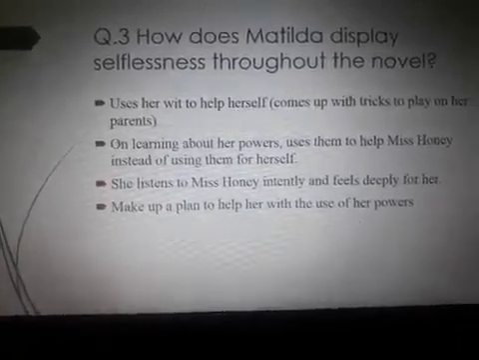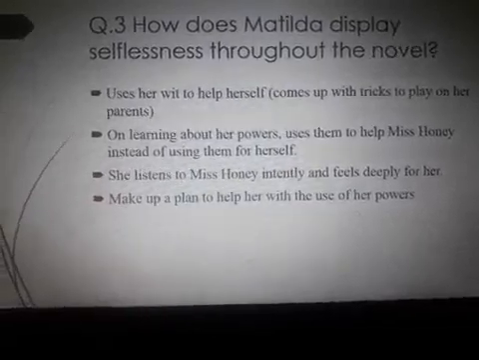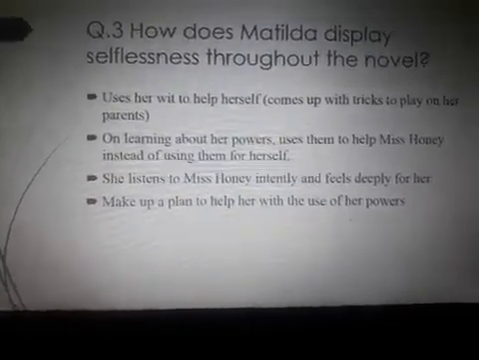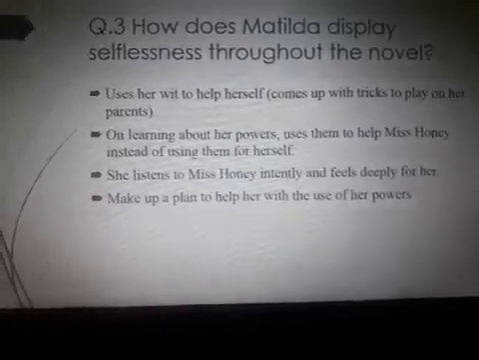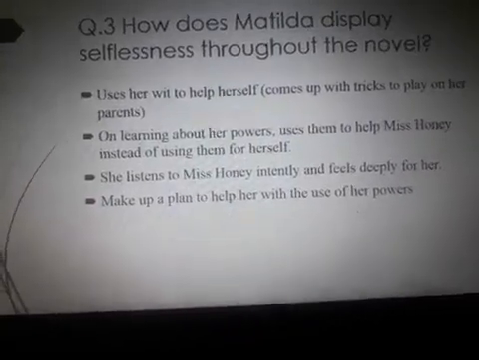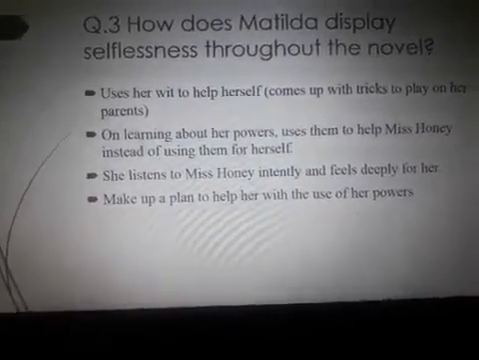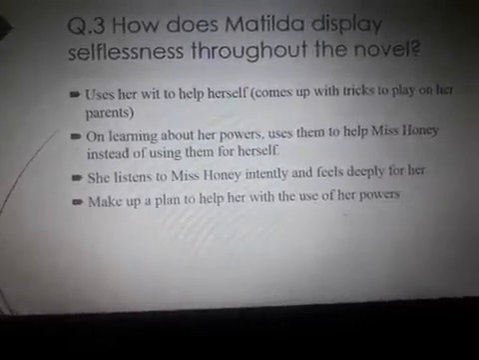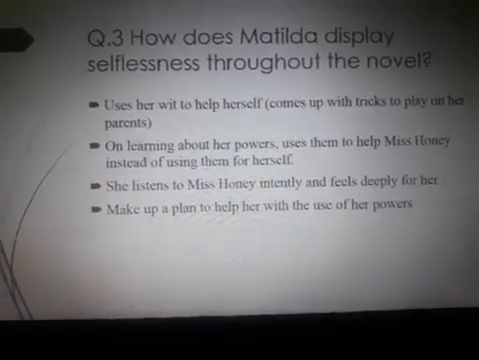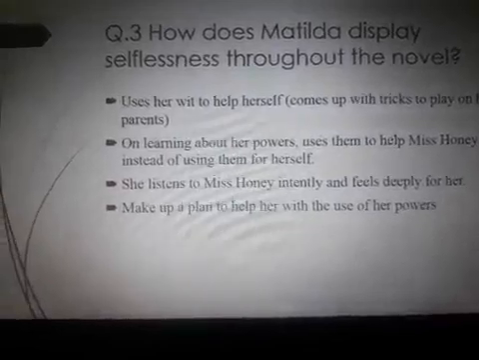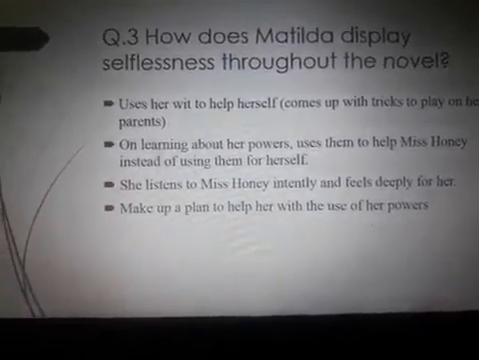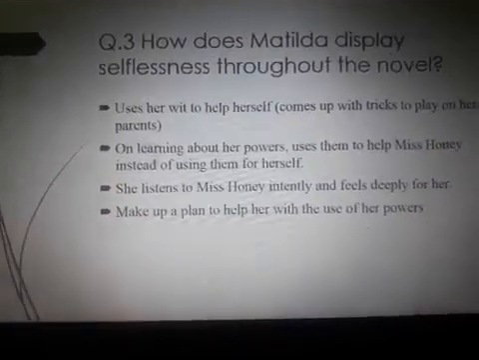The other thing is that when she learns about her power, that she has brain power and also eye power, she uses that power to help Miss Honey instead of helping herself. She comes up with a plan using her power, and she gives Miss Honey what actually belongs to her. So that is how she helps others instead of herself, putting others first instead of putting herself first.